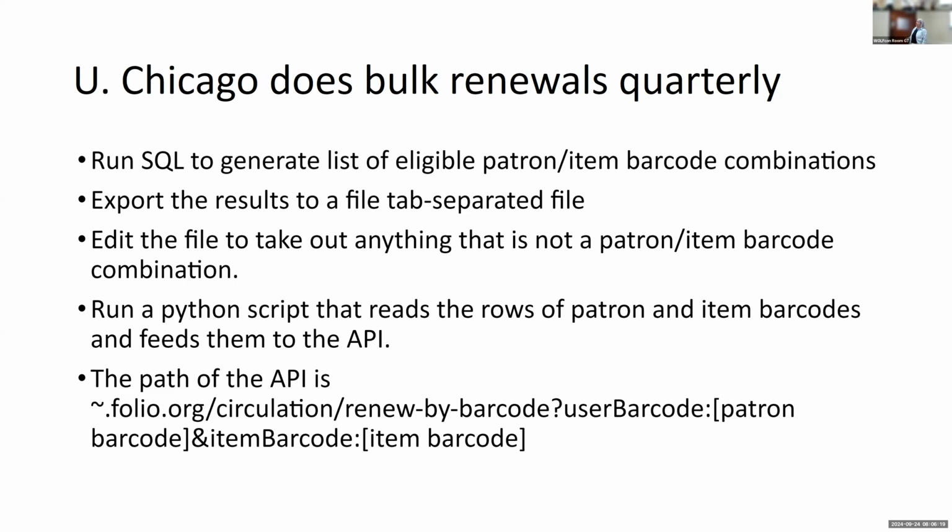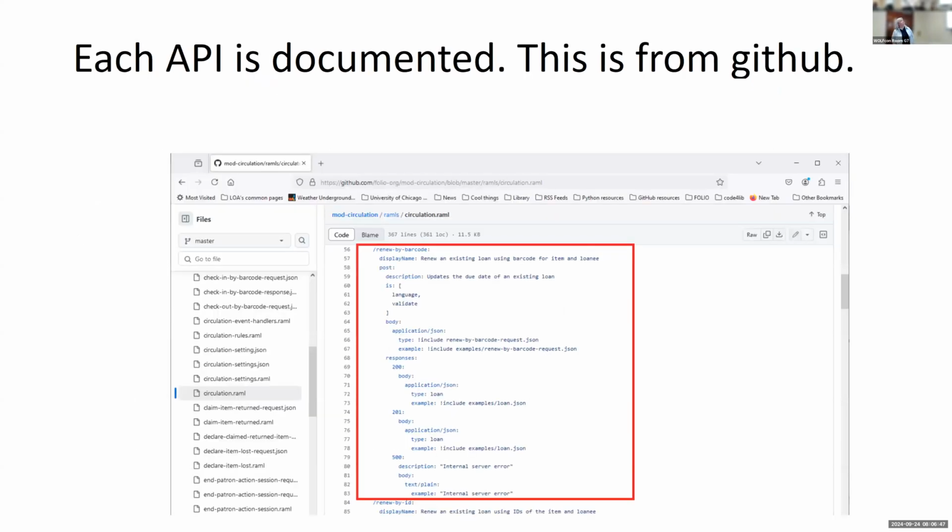And we won't bring circulation to its knees by running the renewal. The path is your Folio org circulation, renew by barcode. And then you add the user barcode, which is your patron barcode, and then the item barcode. That's it. So all you have to do is plug those 2 things in.